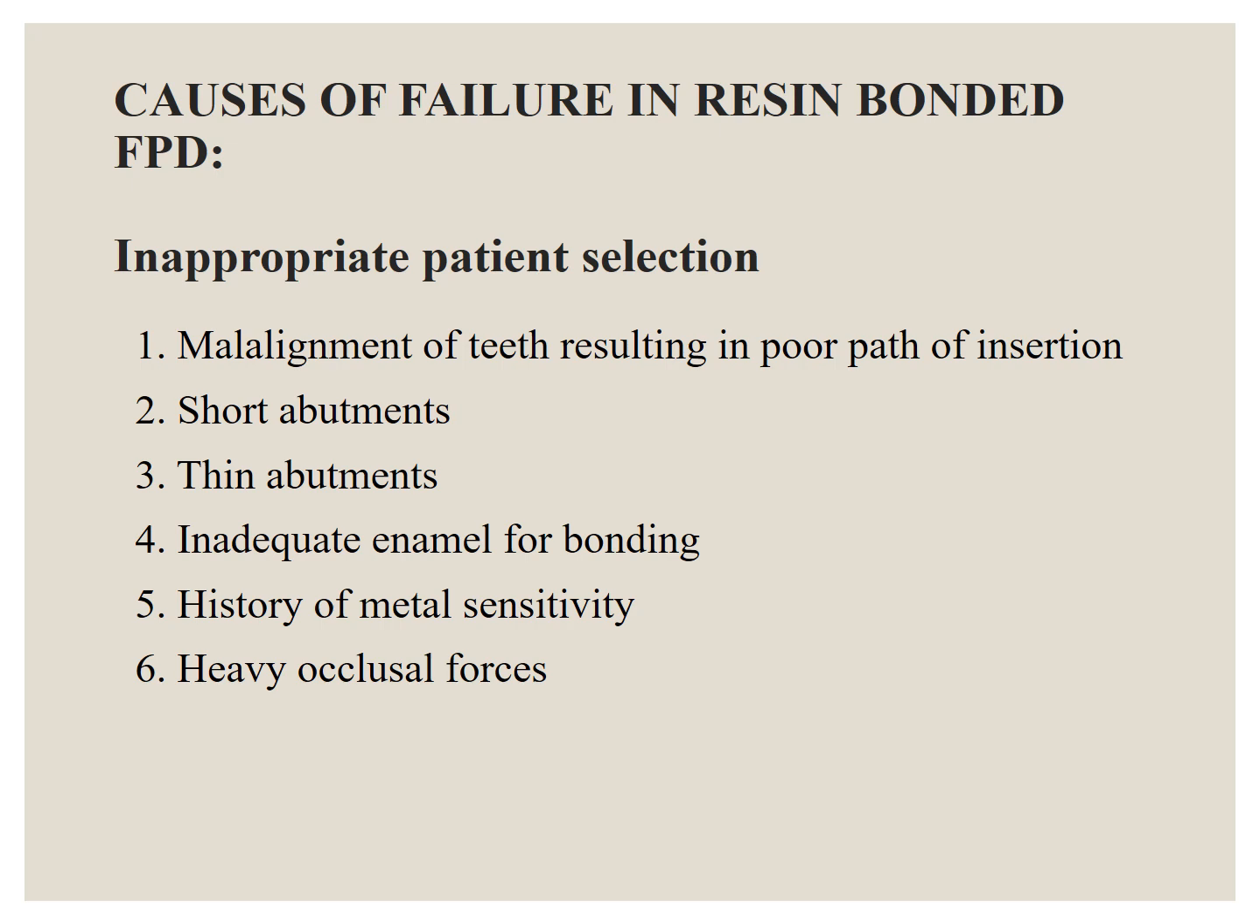Okay, coming to the last segment of the presentation. These are the causes of failure of resin bonded FPDs. First, amongst the three, is inappropriate patient selection. So malalignment of teeth, resulting in a poor path of insertion. Yes, we have seen that a few times in our department, and that's why we cannot go for resin-bonded restorations. Okay, short abutments, thin abutments, inadequate enamel for bonding, history of metal sensitivity, heavy occlusal forces. So in such places, you really cannot go for a resin bonded.